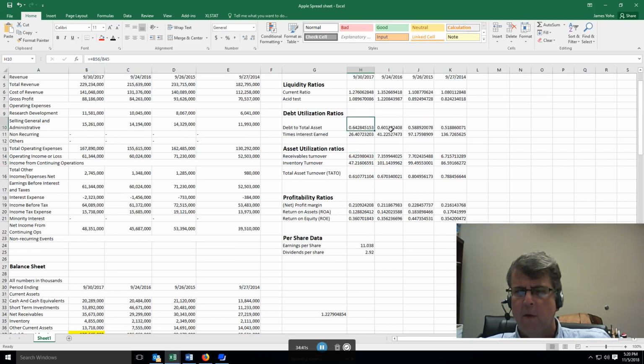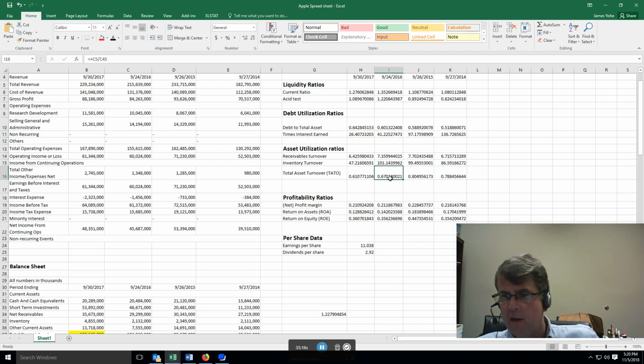I'm sorry, I went wrong row. With debt, their debt ratios are going up. Their times interest earned is going down. They're still more than high enough to cover their debt and the interest on it, but you can see significant deterioration in that number. That's something I'd want to look at. That and these decreasing asset utilization ratios. They're not using their receivables, their inventory, or their total assets as productively now as they have in the past. So those are things and how to look at it.